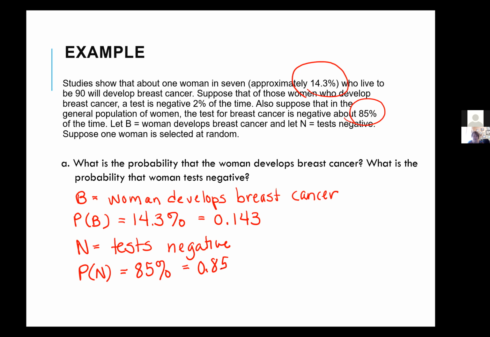So what are they asking? What's the probability that a woman develops breast cancer, which we found? What's the probability that a woman tests negative, which we found? So the probability that she develops breast cancer is 0.143. The probability that she tests negative is 0.85. Okay, let's continue this problem.